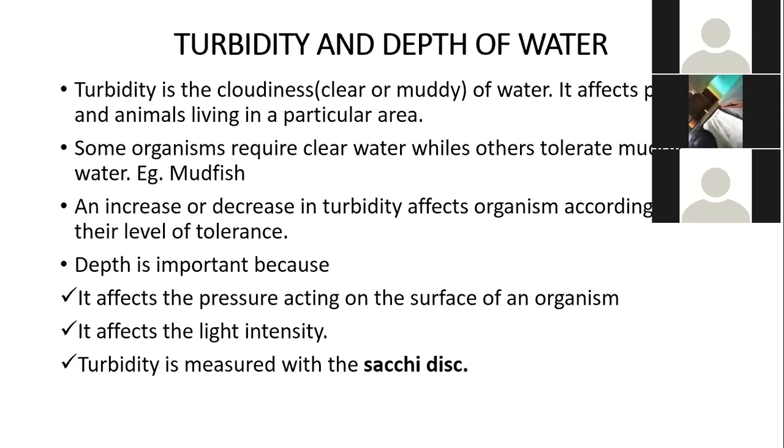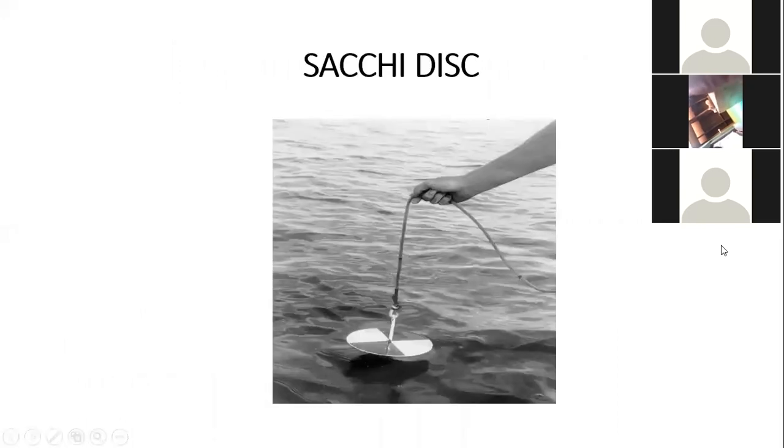Now, stability is measured with the instrument called the Secchi disc. This is how the disc looks. It's a round object, and under the object you have a ball. There's a thread that the man is holding. When you place it on water, the round structure with the ball at its end will move down into the water to determine the cloudiness and the depth of water.